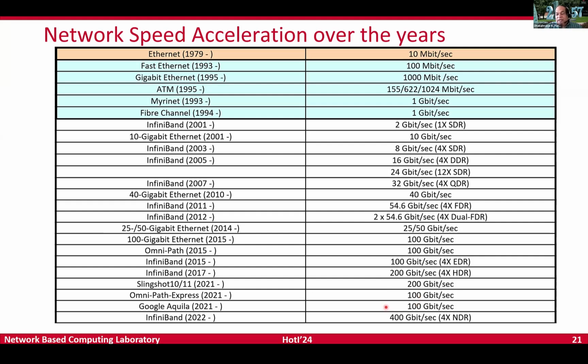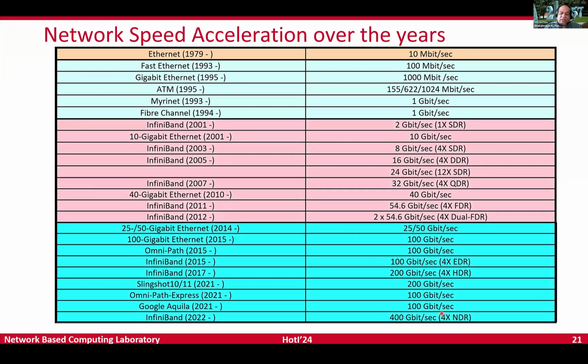Google also came up with its own network, but I don't think it is being deployed anymore. That was 100 gigabits. And then InfiniBand in 2022 was the next data rate they introduced, the same 4 lanes, but with 400 gigabits per second. So this shows that by playing with those two dimensions, like the number of lanes, you can keep on moving. And if you take a very quick look, starting from 2001 to 2024, the network speed has doubled 200 times.